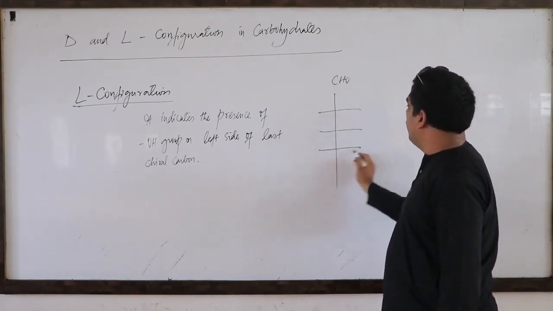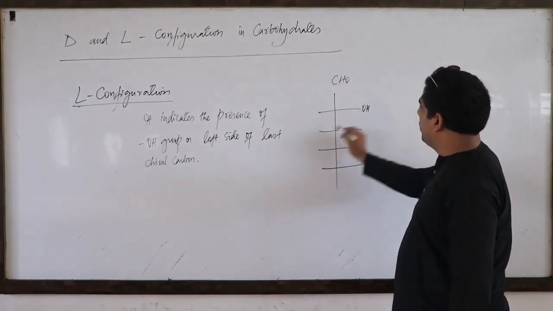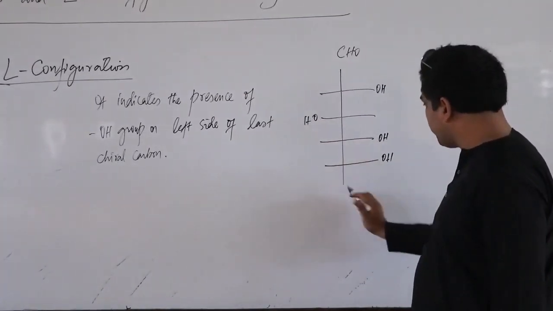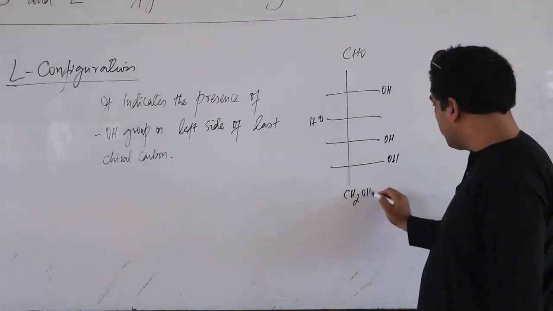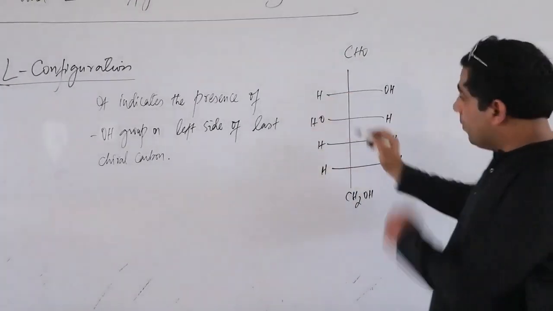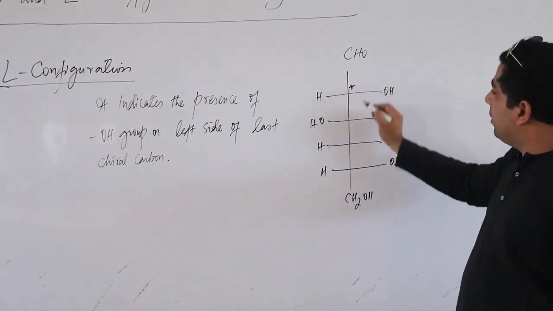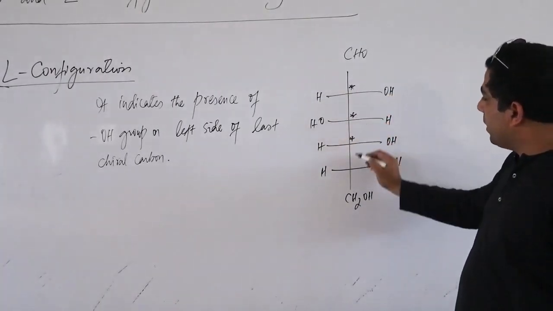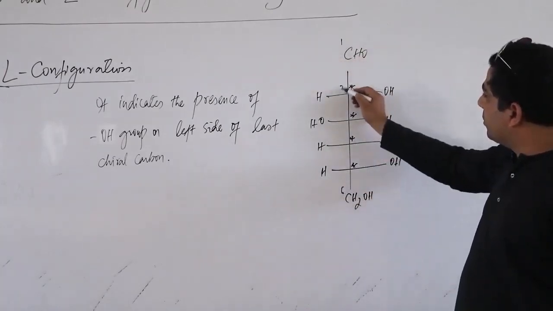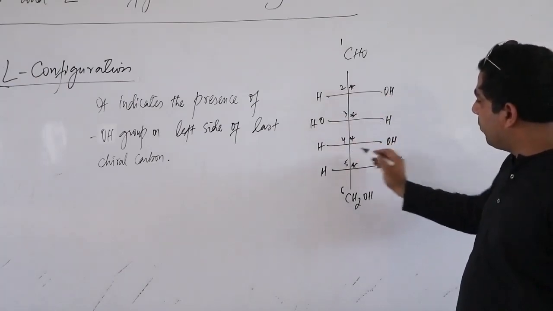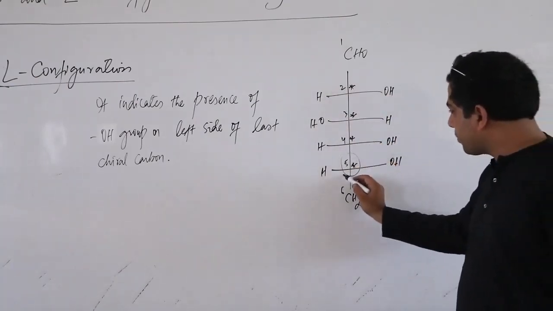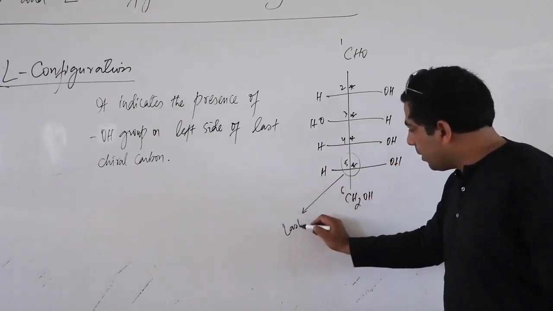Two, three, four, five. OH, OH, OH, OH, CH2OH, H, H, H and H. We know that the second carbon is chiral, third is chiral, fourth is chiral and fifth is chiral. First and the last, sixth, they are not chiral. So second, third, fourth and fifth. This is the last chiral carbon, I will show you here.